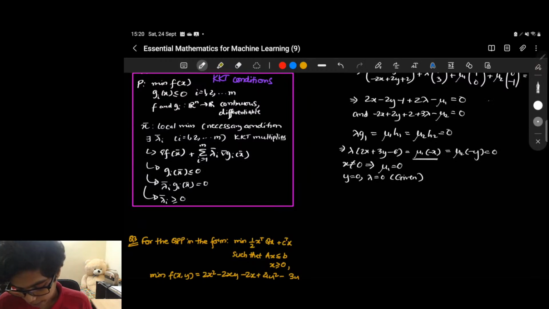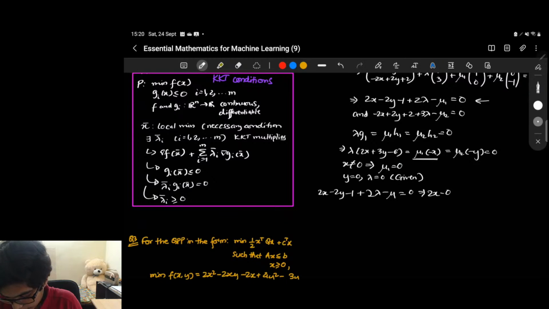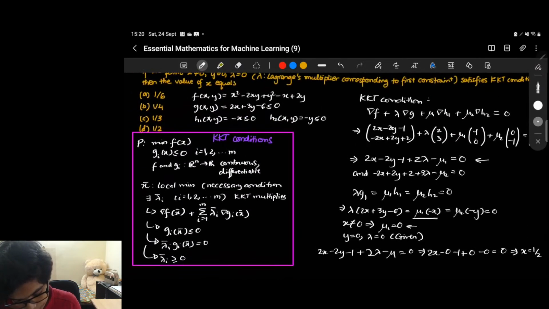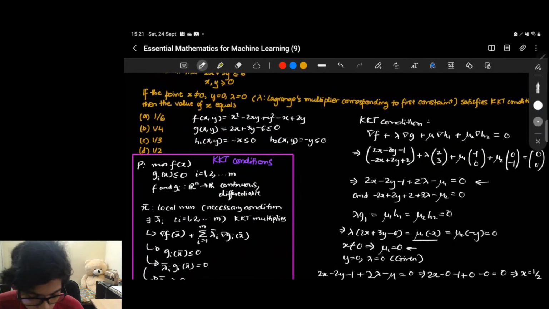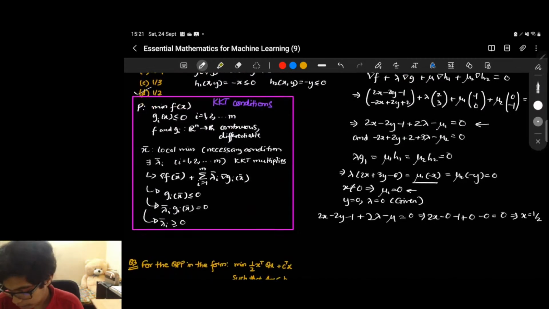So now we will look at this first equation over here. 2x minus 2y minus 1 plus 2 lambda minus mu1 equal to 0, which implies 2x minus 0, since y is 0, minus 1 plus 0, since lambda is 0, and minus 0, since mu1 we found out is 0. So this gives us x equal to 1 by 2. So we have found the answer: the value of x is 1 by 2.